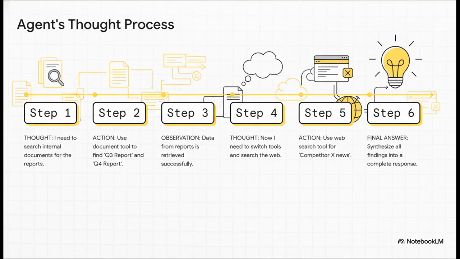This slide is basically the agent's internal monologue. Let's look at this timeline. Step 1, it thinks, okay, first I need to look in my internal documents. Step 2, it takes that action. Step 3, it sees what it found. Then, and this is the critical part, in step 4, it thinks, okay, part 1 is done. Now I have to switch tools and search the web. Step 5, it takes that second, completely different action. Only after all of that, in the final step, does it put everything together into a single synthesized answer. That is the power of a properly architected agent.